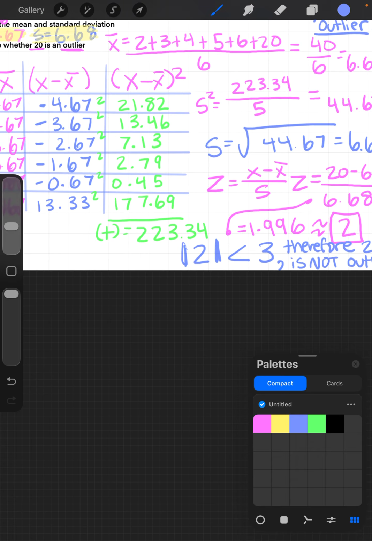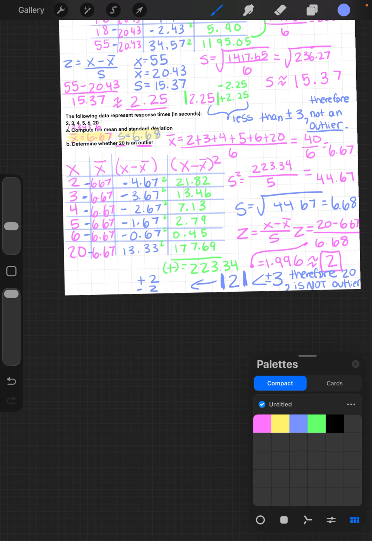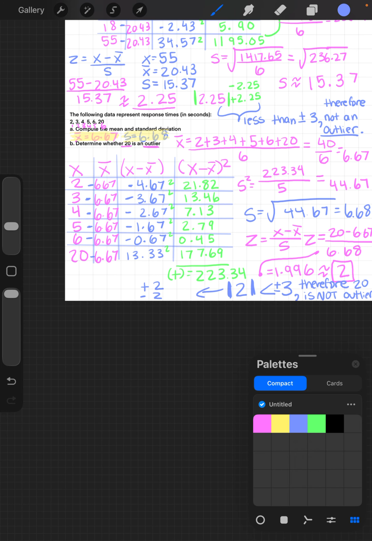And just to reiterate these lines, those lines are positive 2 and negative 2, plus or minus 3. So we determined that 20 isn't an outlier.